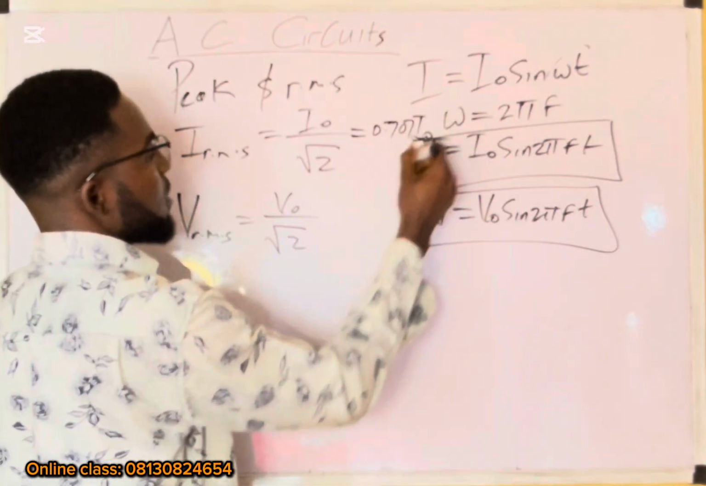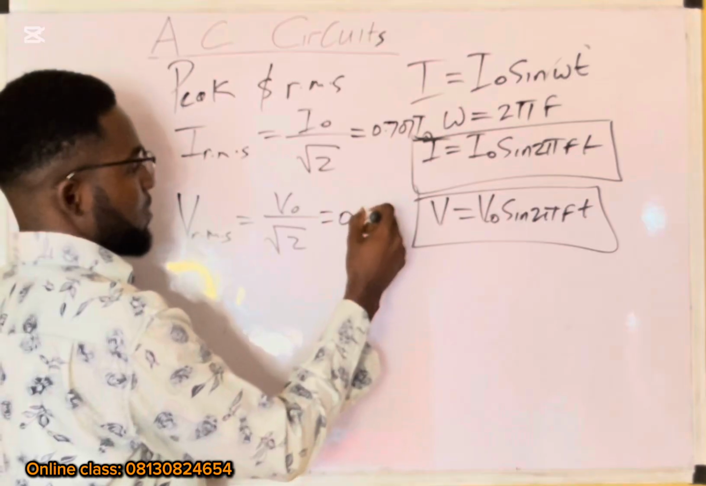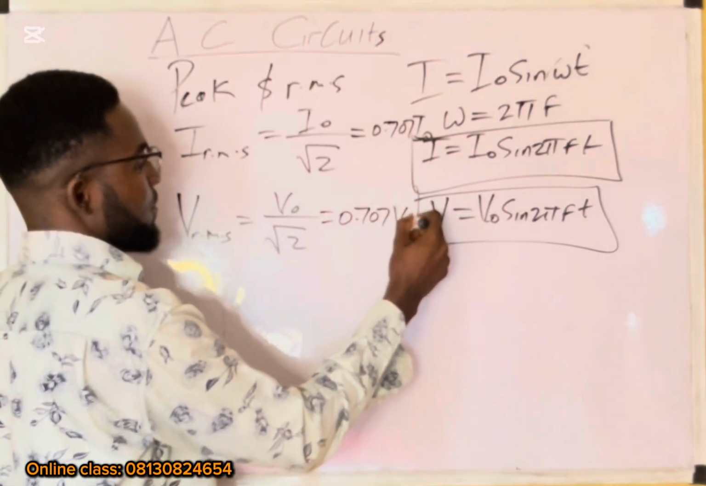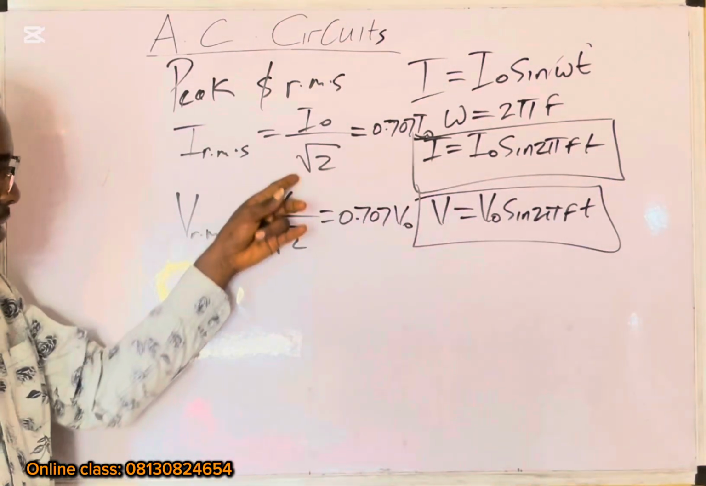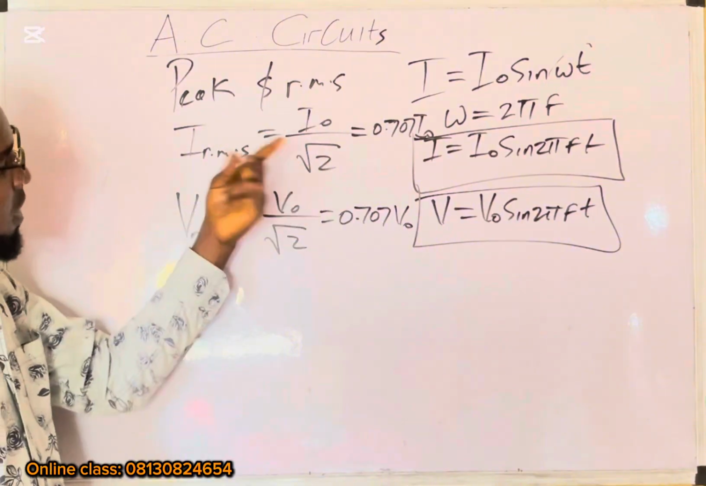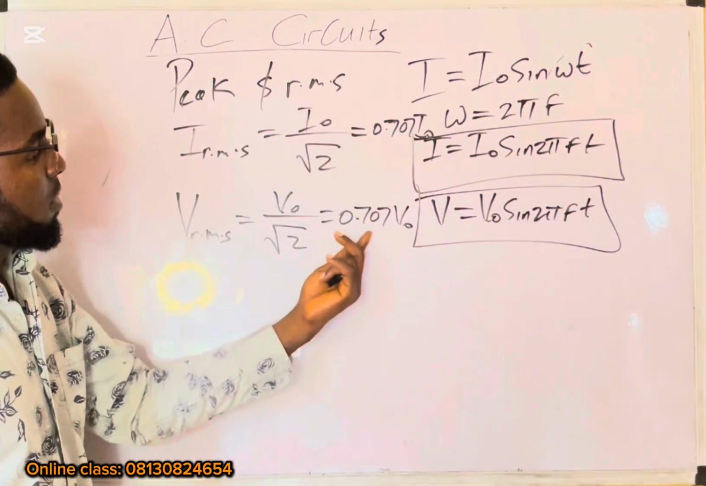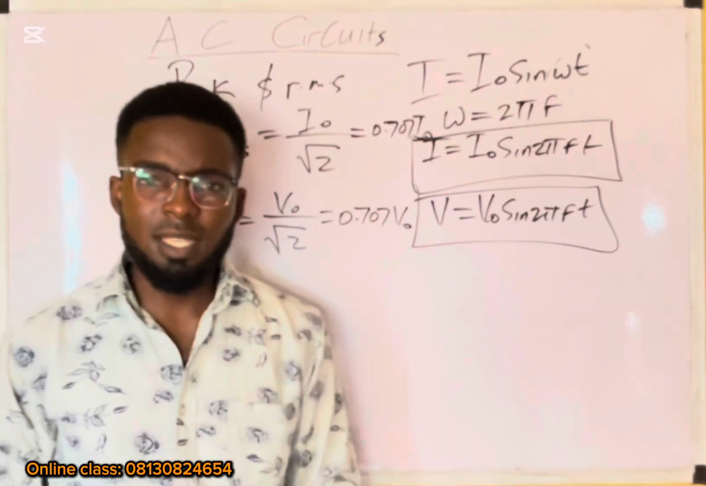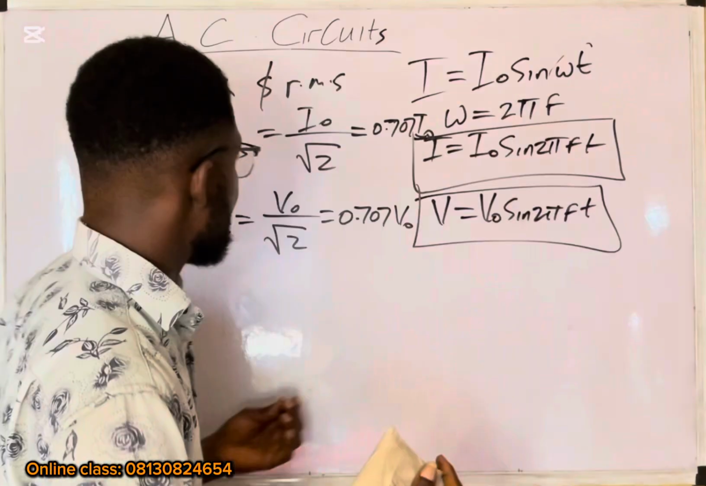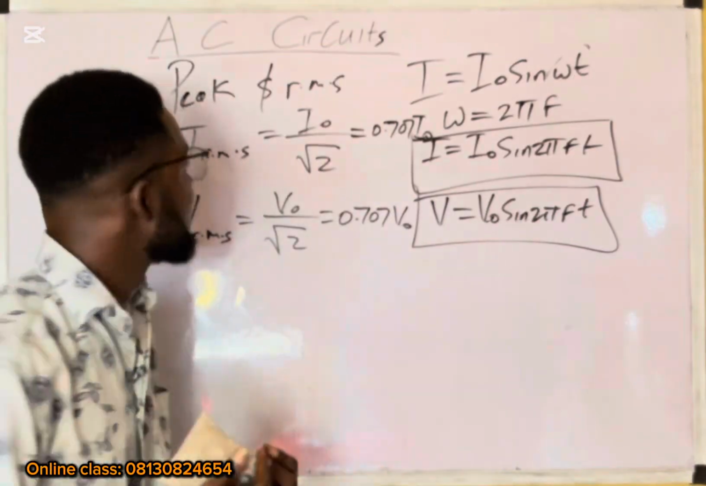If we evaluate this expression, it equals 0.707 I naught, and the same thing, 0.707 V naught. When we evaluate, this is 1 over root 2, times I naught or V naught, as the case may be. See that it is very simple. Make sure you are taking this down.